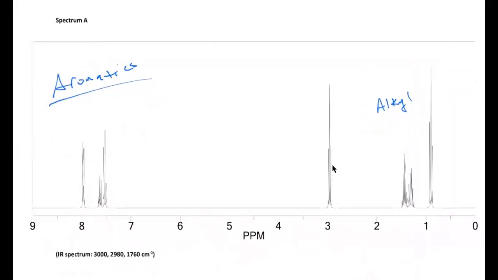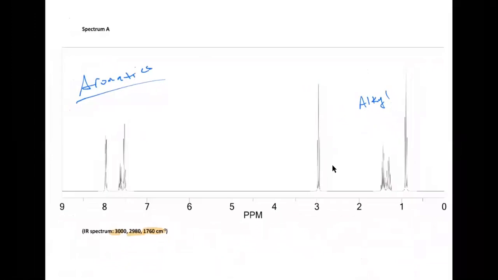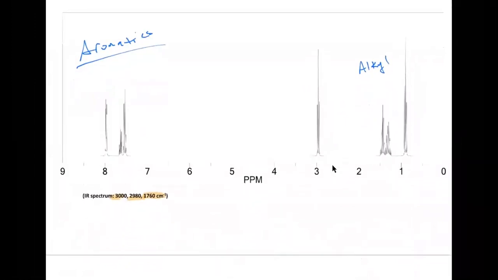All right, let's look at the infrared. Infrared says you have stretches at 3,000, 2980, and 1760. What do you think that 1760 is corresponding to? That's gonna blow the whole thing open. If you can tell me what the infrared stretch at 1760 represents, it's gonna blow the whole problem open.